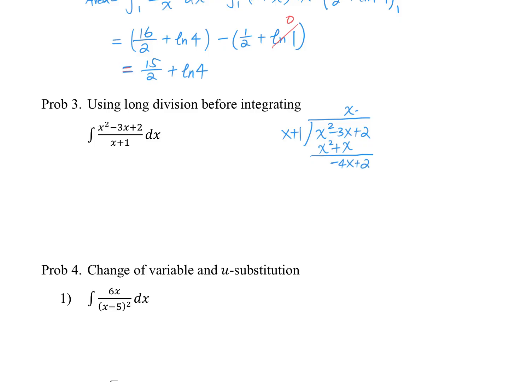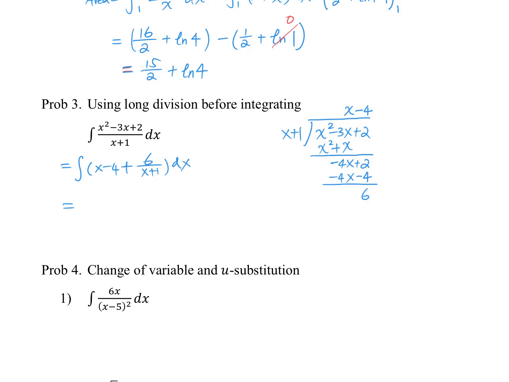And we need a negative 4 here. Negative 4 times x is negative 4x, and negative 4 times 1 is negative 4. And again, we have to subtract: 2 minus the negative 4, which is 2 plus 4. So we end up with 6. This means this quotient actually is x minus 4 plus 6 over x plus 1.